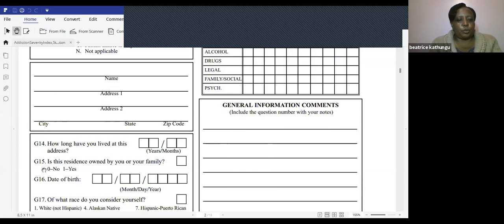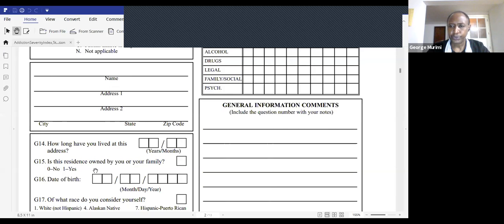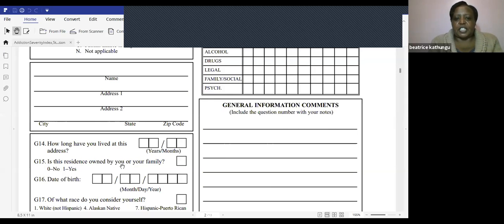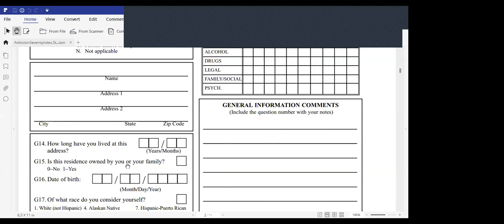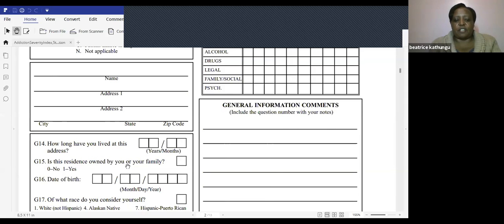Now we then go to G15. So George, in this residence that you have told me you live at, is it owned by you or your family? No, it's a rental. It is a rental. So what answer do we give in G15? What code? Raise your hand so that I can pick you to give the code for G15. Yes, I see. Jessica, help me identify who has raised their hand. I see Samuel's hand raised. Samuel, thank you. So Samuel, what do we give for G15?